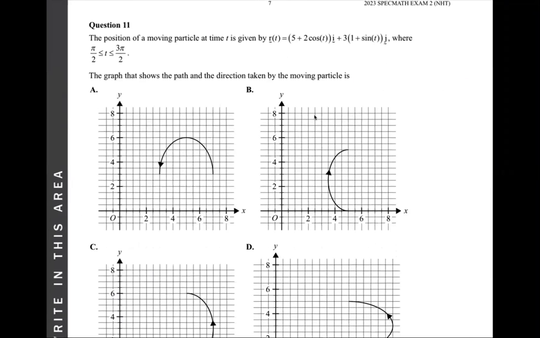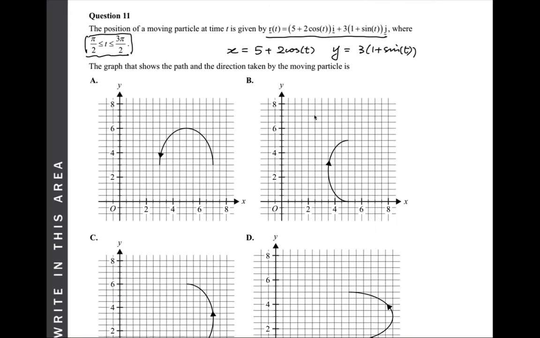Okay, another interesting question. The position of a moving particle at time t is given by this position vector here. Immediately after I see this position vector, I'm thinking about x equals 5 plus 2 cosine of t, y equals 3 lots of 1 plus sine t. And the question provided a domain for t, the parameter or time. The graph that shows the path and the direction taken by the moving particle.